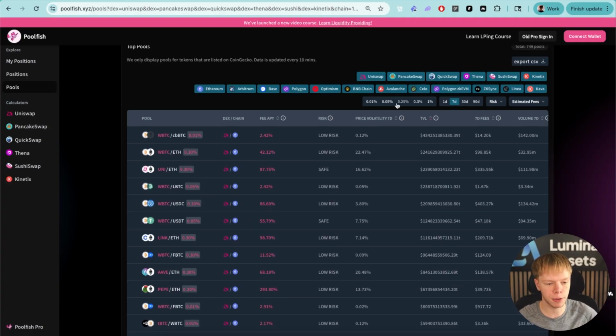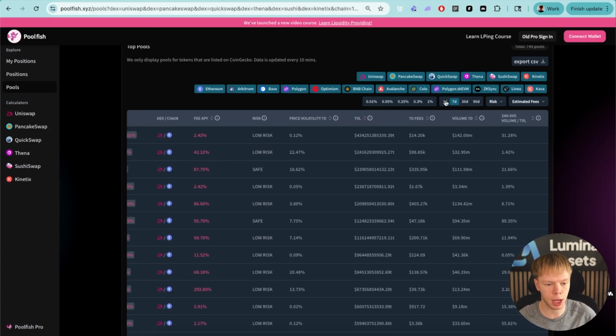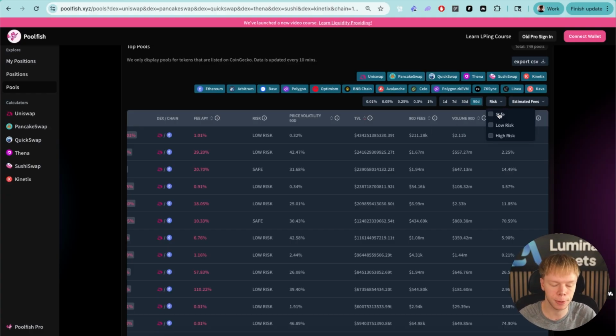Now on PoolFish, you can filter by fee tier. You can choose whether you want to look at 1 day, 7 days, 30 days, or 90 days when it comes down to the volume as well as fee history. On top of that, you can filter specific risk levels, and then when it comes down to estimated fees, you can do a min and max filter.